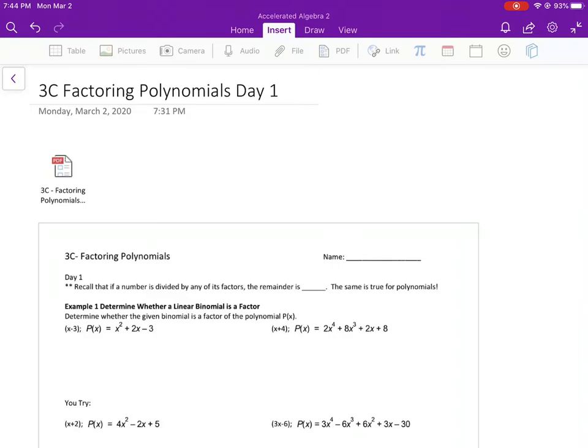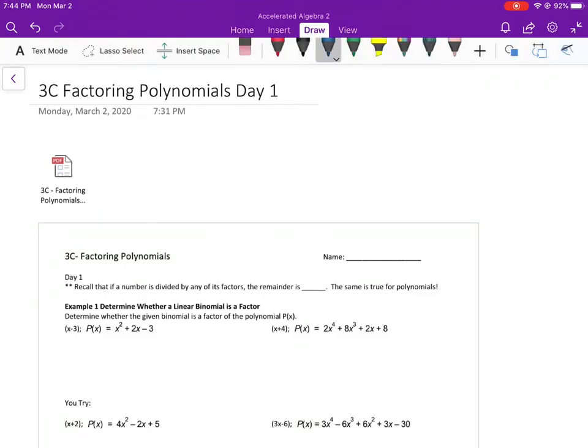All right, guys, today we're going to learn about factoring polynomials. This is just the first day. And so we're going to review some topics you did in quadratics and then put it all together. So first, we want to talk about what it means to be a factor. If a number is divided by any of its factors, the remainder is always 0.